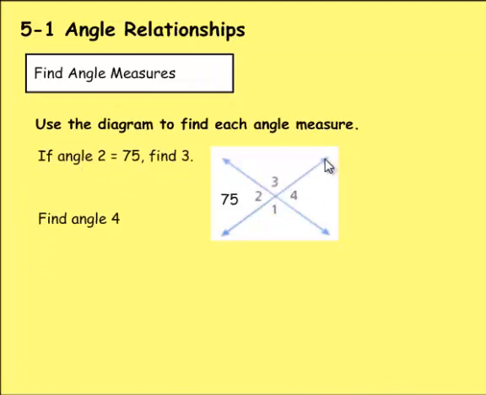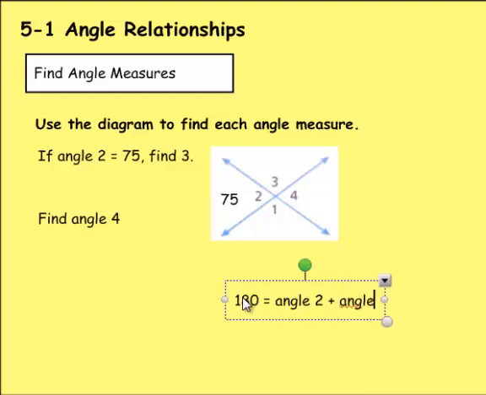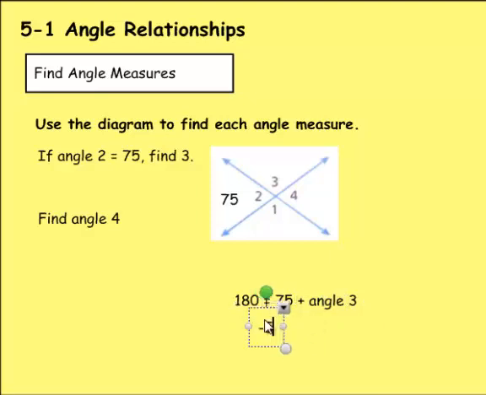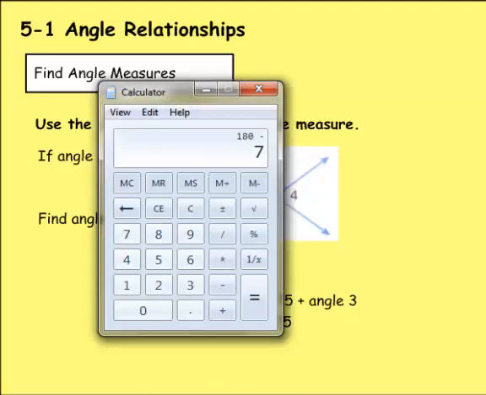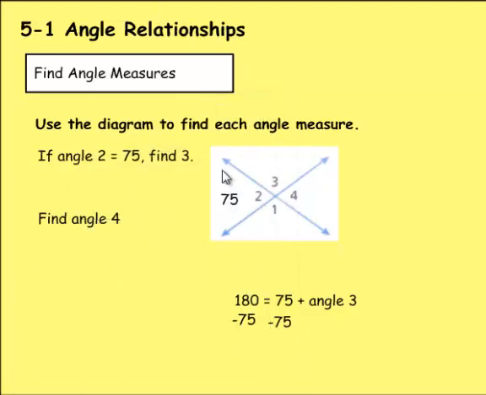So I could use this information knowing that 2 and 3 together equal 180. So I could do 180 equals angle 2 plus angle 3. And since angle 2 is 75, I know that 180 equals 75 plus angle 3. So I'm going to subtract 75 from both sides. And that would give me my answer. So that means that angle 3 is 105 degrees.